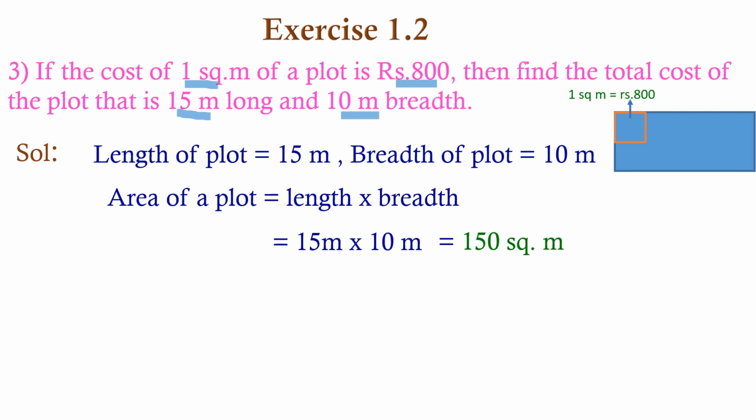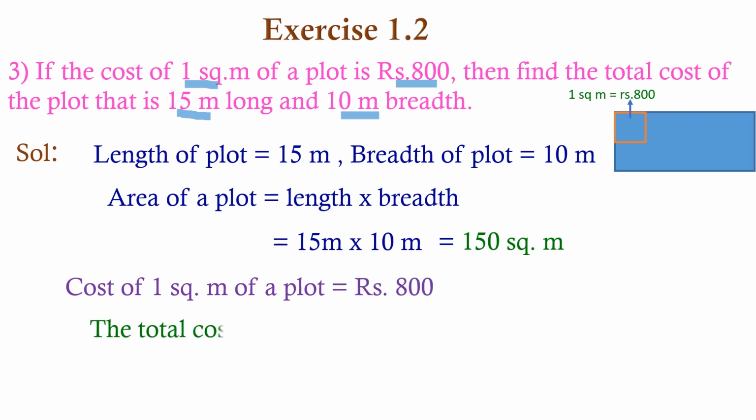And we know cost of 1 square meter of plot equal to 800 rupees. Now the total cost of plot equal to 150 into 800. So the total cost of a plot equal to 1,20,000.